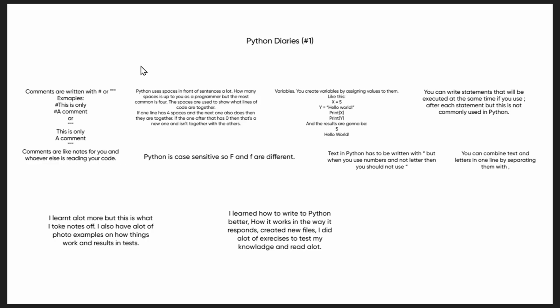Python uses spaces in front of sentences a lot. How many spaces is up to you as a programmer, but the most common is four. The spaces are used to show what lines of code are together. If one line has four spaces and the next one also does, then they are together. If the one after that has zero spaces, then that's a new one and isn't together with the others.